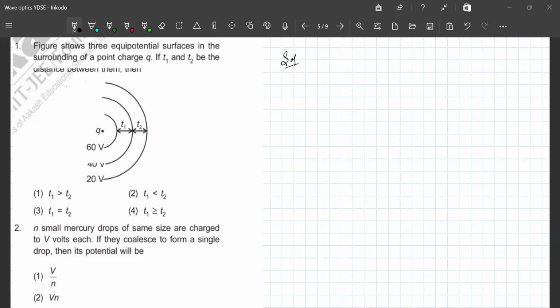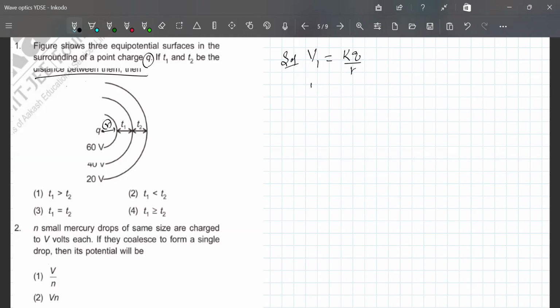See, the figure shows three equipotential surfaces and their surroundings. The given charge is Q, t1 and t2 are the distances between them, and what is the relation between t1 and t2, they ask. Now, see, from here to here, if you take r, you can write V1 equals KQ by r.